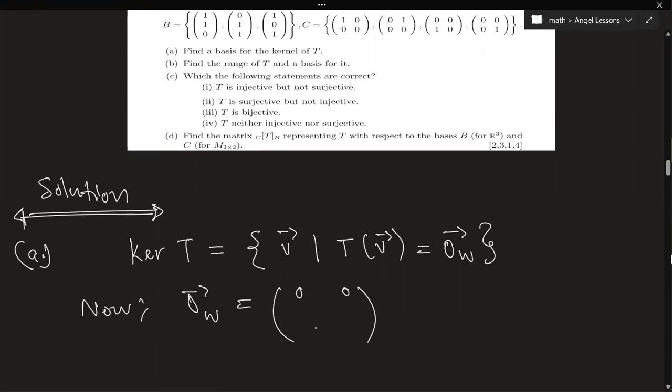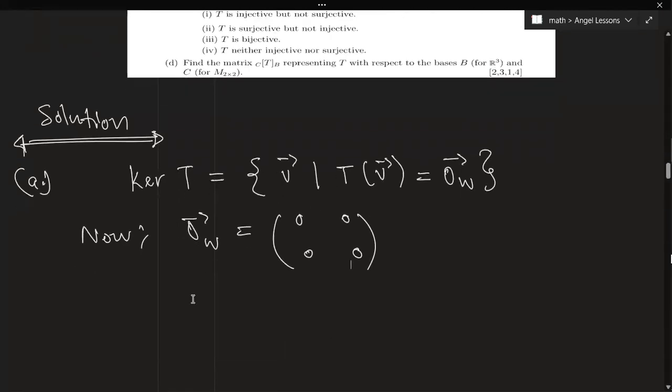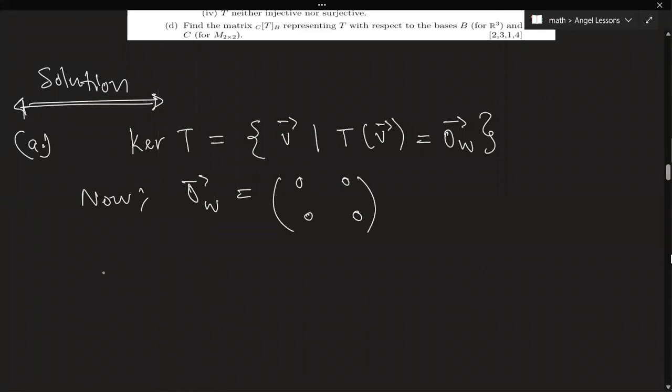Do you agree that the 0 of W is just the 0, 2 by 2 matrix? Yeah, that's true. So for this, what we're dealing with, the 0 is just this element. So now we want to find V's such that all these V's are mapped into this. Remember, this has to be generalized. So let this V that you are talking about be alpha 1, alpha 2, alpha 3.